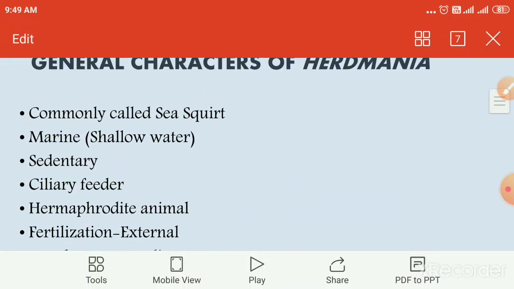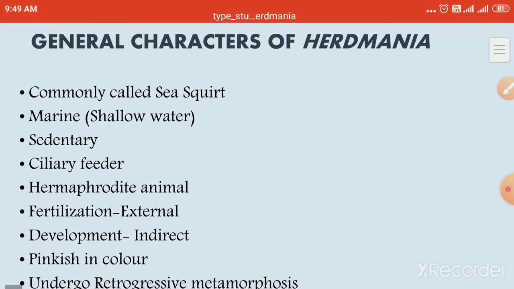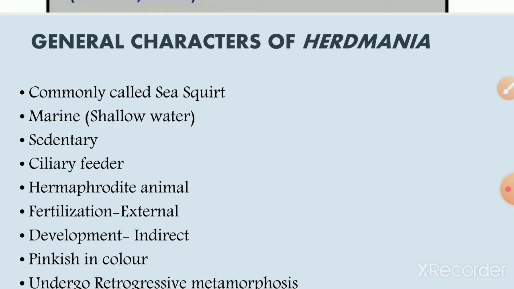Now next are the general characters of Herdmania. Commonly it is called sea squirt and it is found in marine water, generally attached to rocks in shallow water. It is sedentary, means it is not able to move. It is a ciliary feeder, means it feeds with the help of its cilia. It's a hermaphrodite animal, means having both the sexes in its body. The fertilization takes place externally. Its development includes a larva. That's why its development is called indirect development.